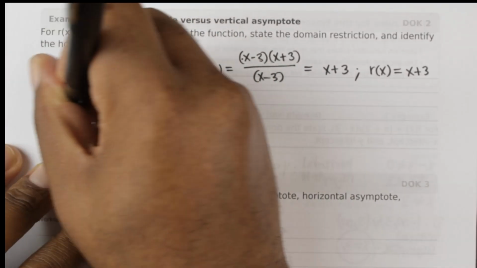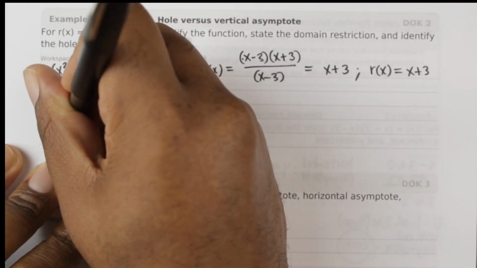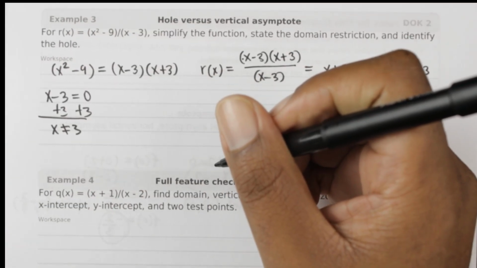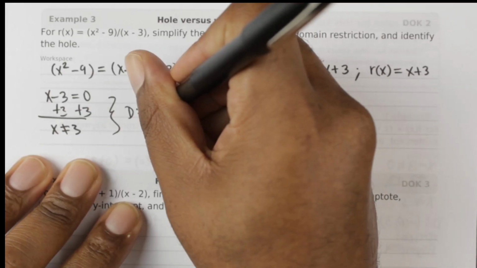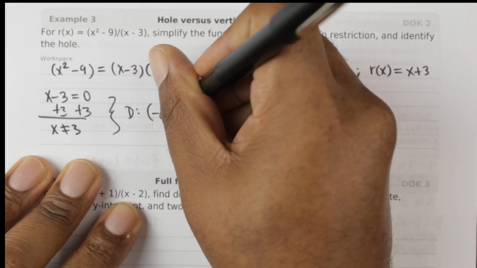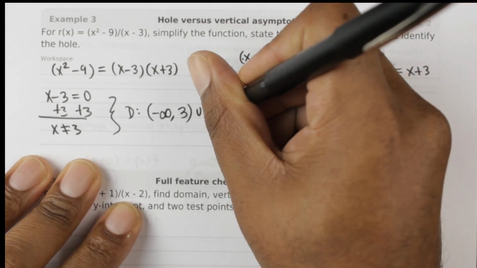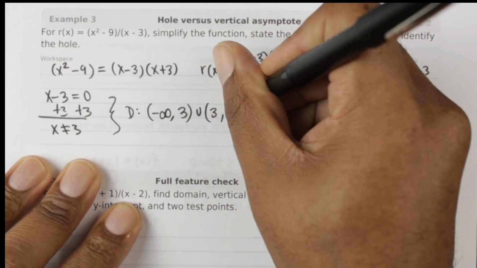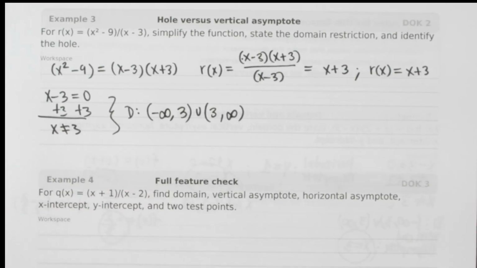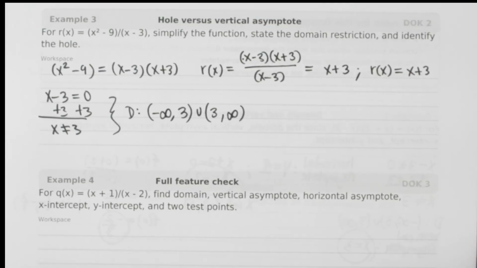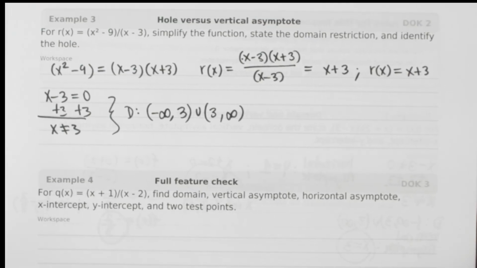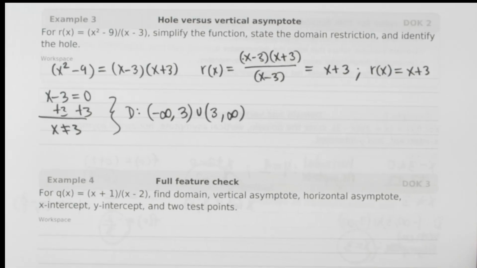Add 3 to both sides. We have x equals positive 3. So again, that's a domain restriction. So now that tells us that the domain is going to be negative infinity to 3 union 3 to positive infinity. Okay? Because the factor canceled, x equals 3 creates a hole, not a vertical asymptote. So to find the y value of the hole, we would substitute 3 into the simplified expression.